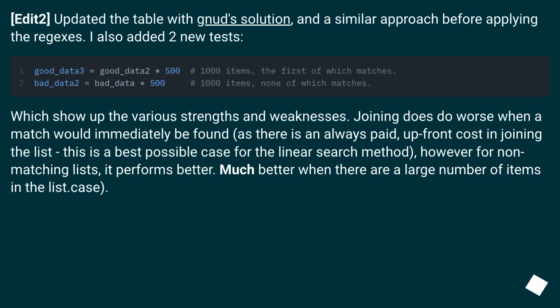Edit 2. Updated the table with the join solution, and a similar approach before applying the regexes. I also added 2 new tests, which show up the various strengths and weaknesses. Joining does do worse when a match would immediately be found, as there is an always paid, upfront cost in joining the list. This is a best possible case for the linear search method. However, for non-matching lists, it performs better. Much better when there are a large number of items in the list.